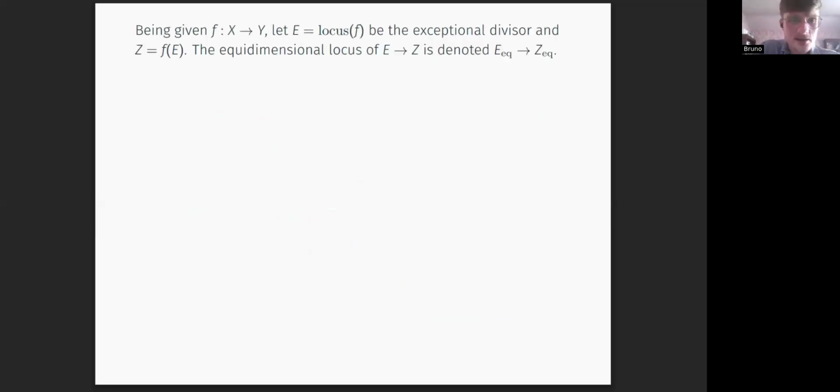So I have my elementary Mori contraction, which is divisorial, from X to Y, and E is the extremal divisor, which is, as I said, irreducible, so I have only one component. I denote as Z the image of E in Y, and the equidimensional locus of E to Z as E^eq to Z^eq. So by equidimensional locus, I mean that I only keep those fibers with pure dimension equal to the expected dimension, dimension of E minus dimension of Z. If I have any fiber containing a component of larger dimension, then I remove this entire fiber, right?